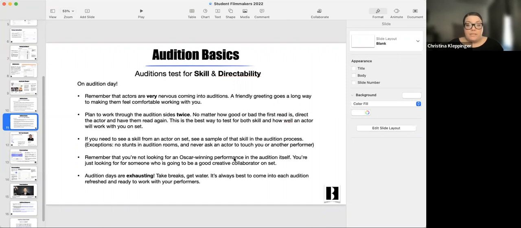The only exception for this is if you need to see a skill on set. So something like your actor needs to be able to play the cello, right? Or your actor needs to speak a second language at some point in the film.